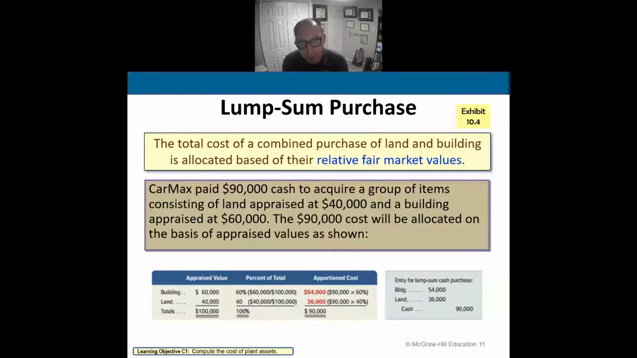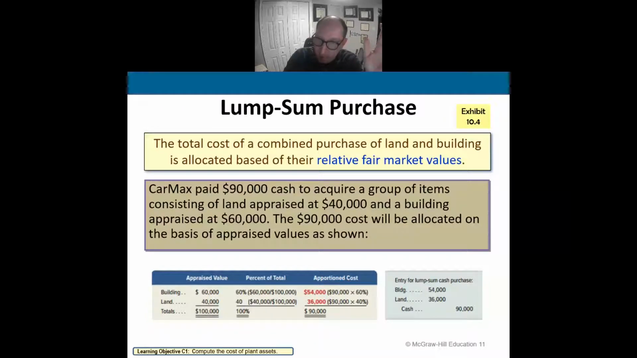Okay, here's an example. So we purchase land and buildings based on their fair market values. The market tells us how much things are worth. For example, your car, okay? Your car right now, it's weird. Right now it's a real weird time.